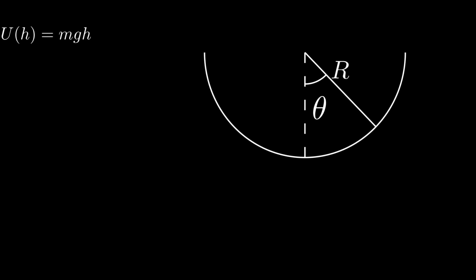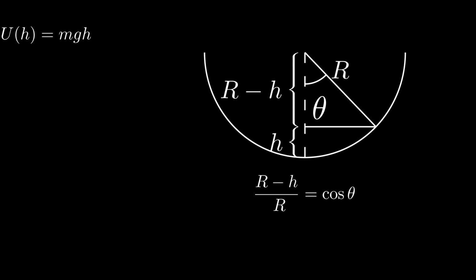This diagonal line has length r, and the height above the ground, h, is this little piece. So this big piece up here is r minus h, since the radius is constant along the semicircle. If we draw a line along the bottom, we see that we have a right triangle where r minus h over the hypotenuse r is the cosine of theta. Solving this equation for h, we see that h equals r times 1 minus cosine theta.